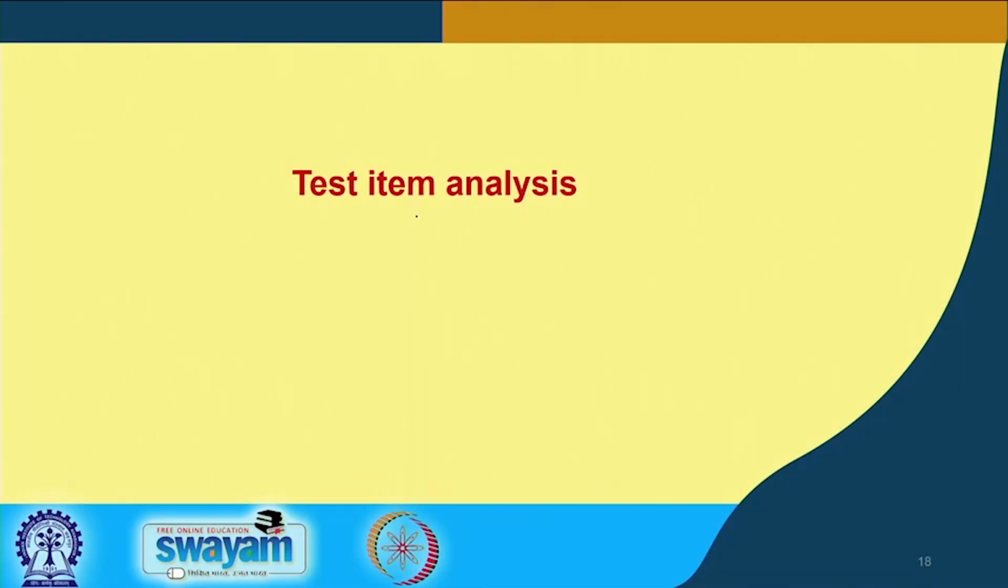Today we talk about test item analysis. Sometimes when we see a question paper, somebody says that this question is very easy, or this question is very difficult. Now, how do we say this question is easy and this question is difficult? On what basis can we say that this question is very easy and this question is very difficult?